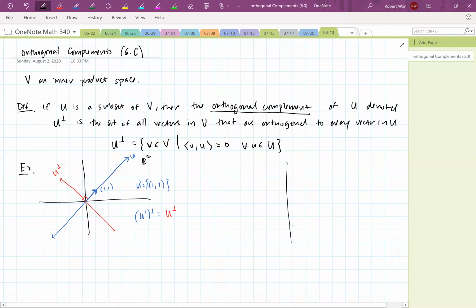And then like in R3, again, let's say you take a single vector and you let this single vector be the entire set U, or you could take the entire line through the origin. It actually doesn't matter. Maybe I'll just draw this entire line through the origin. Then the orthogonal complement will just be the plane whose normal vector is that vector. This is U perp, the plane through the origin.